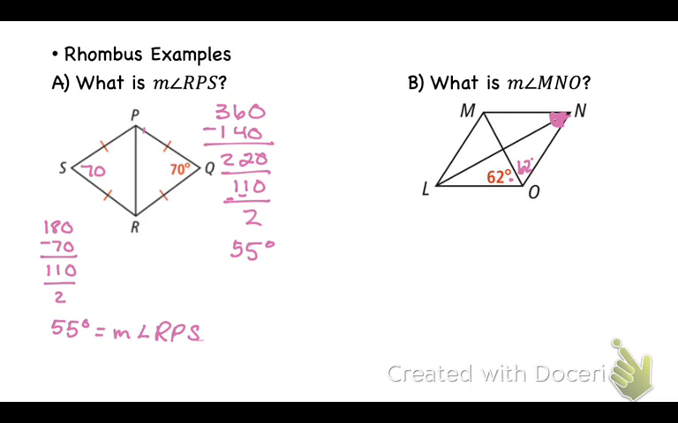Well, I know all these are equal. Well, that one's 90 degrees. This one's 90 degrees, right? Yeah. So I can take 90 minus 62.